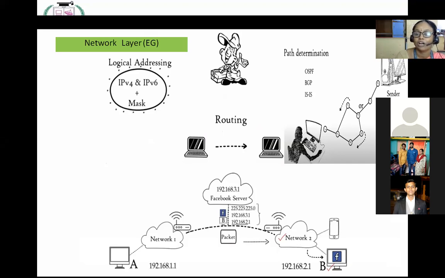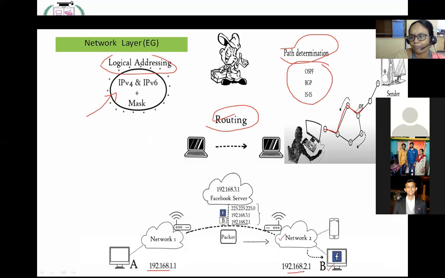Network will always do three works: logical addressing, routing, and path determination. For logical address, we have an IP address, so for each and every system we have its own IP address. Path determination is how far I have to send my data. All these protocols will be behind that to set the path. So the network layer takes care of all these purposes.